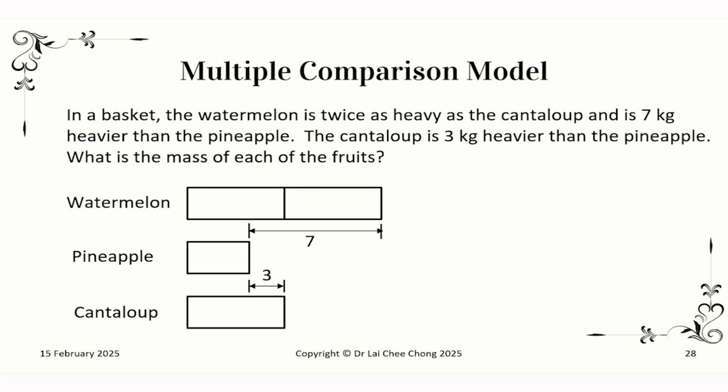Number 1. Now, that's not the end of the whole story yet. There's still a comparison between what? Watermelon and cantaloupe. Twice as heavy. That means what? It's a ratio 2 to 1. Am I right? 2 to 1.